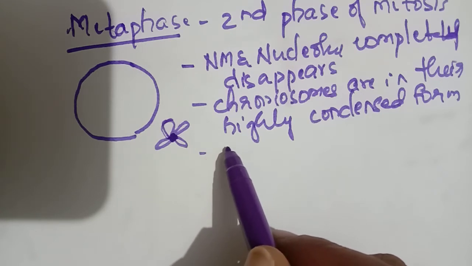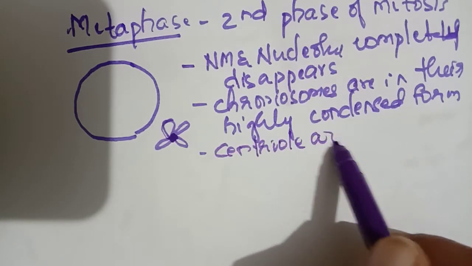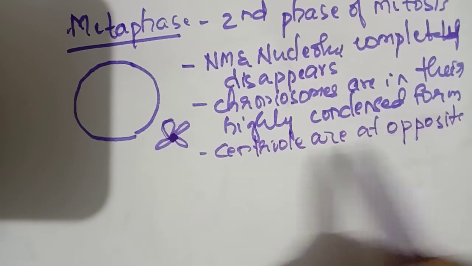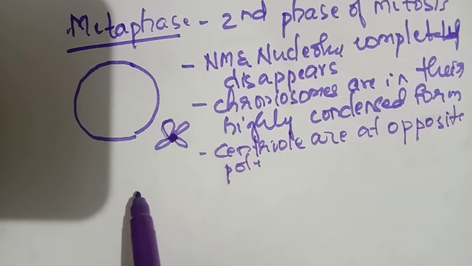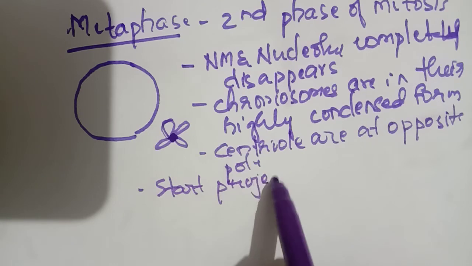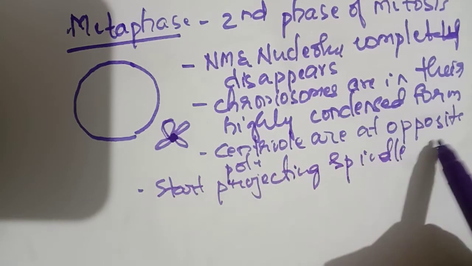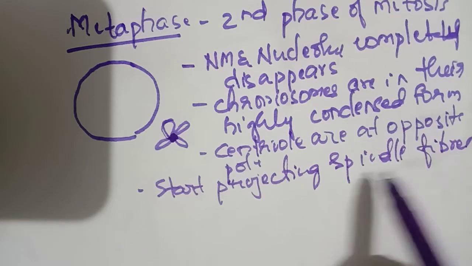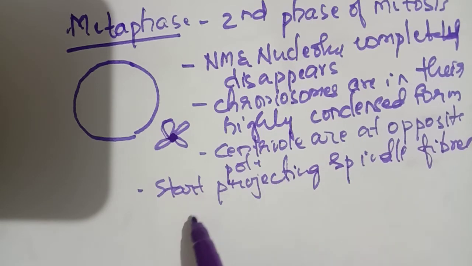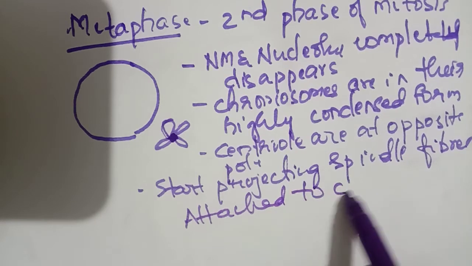So here the centrioles are at the opposite poles, and they won't sit there quietly, they start projecting spindle fibers. Okay, these centrioles will start projecting the spindle fibers. What do these projected spindle fibers do? They will be attached to the centromere region.